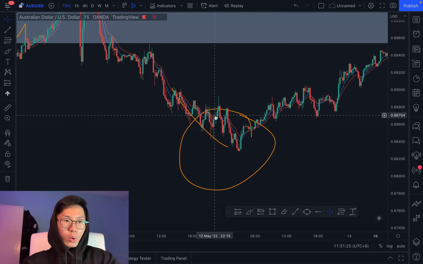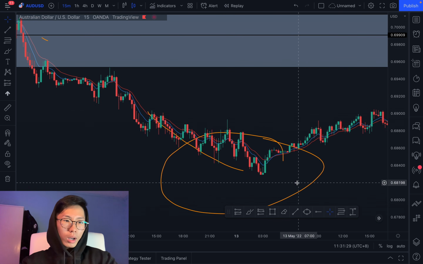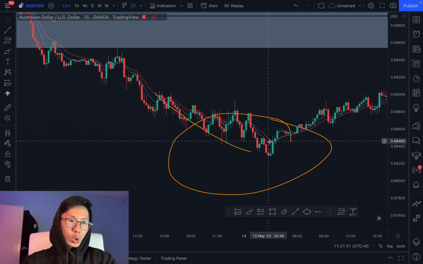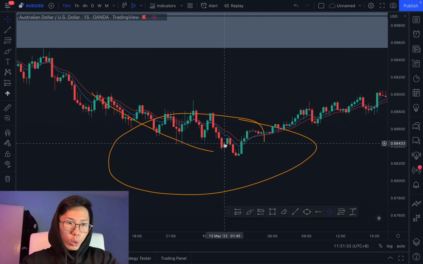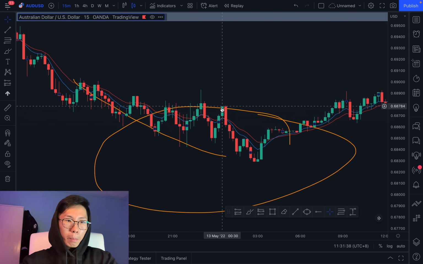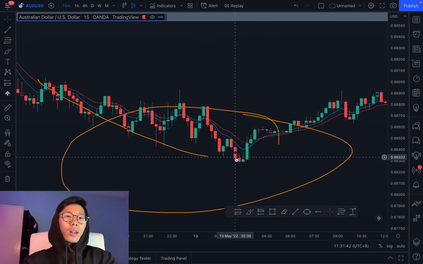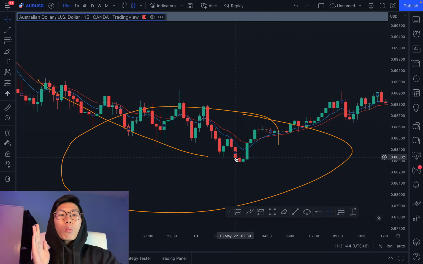You can see price went back all the way down here, and then right here the moving average starts to cross over, guys. Look at this. The blue line starts to cross over the red line, and then you can see the red candlesticks. They are getting smaller and smaller, guys. Look at this. Big red candlestick, small candlestick. This shows us that the sellers are losing momentum.